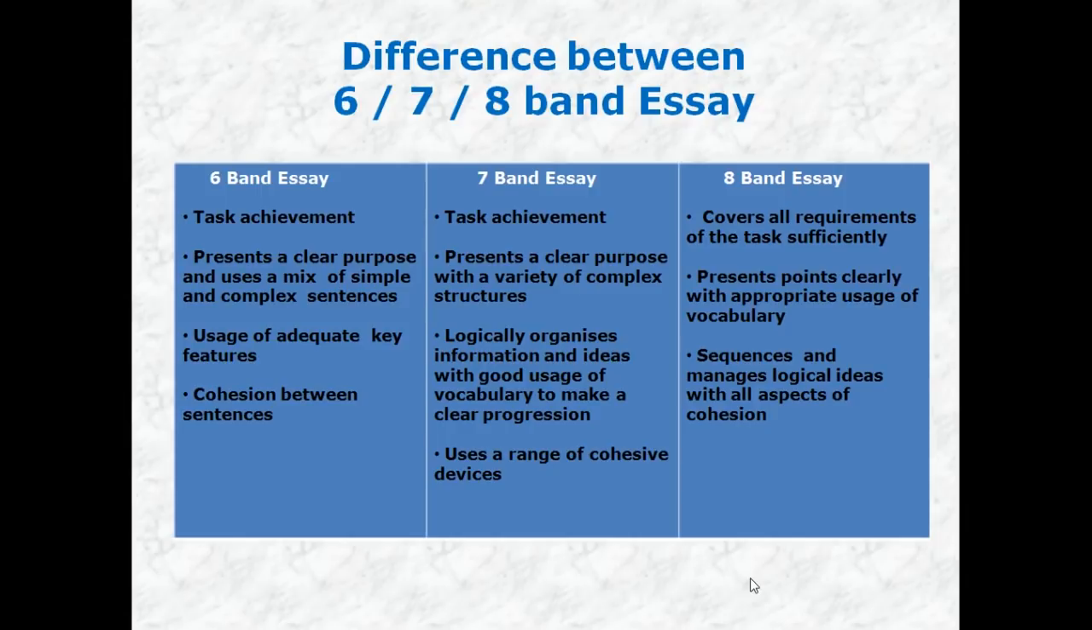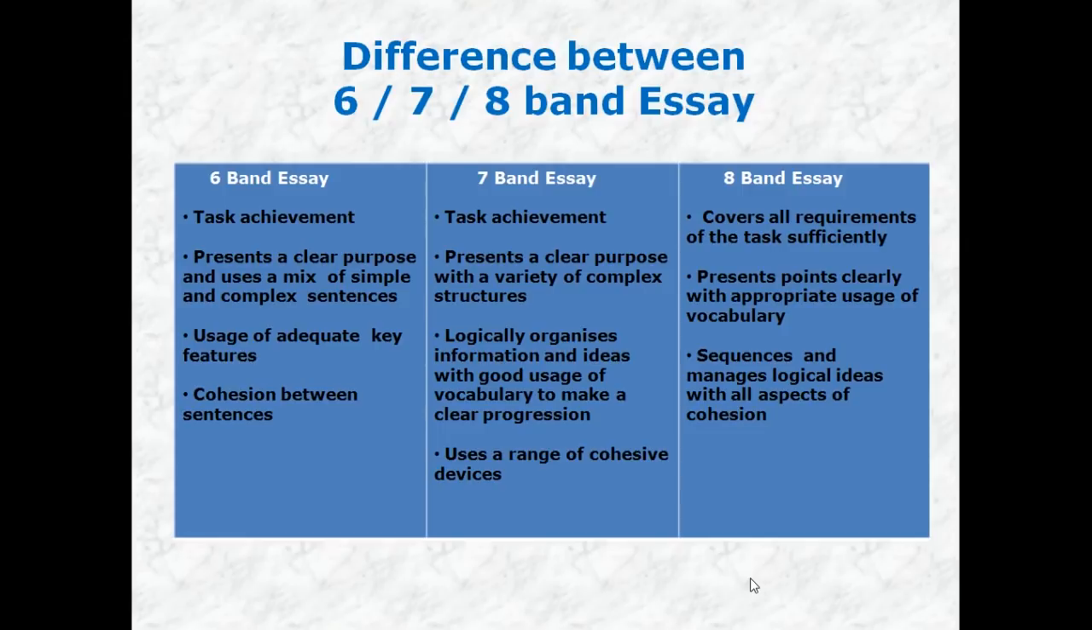Then comes cohesion and key features. Now let's understand what it is. If my two lines are connected well with each other, then I get 6 bands here. But I didn't fit those lines at the place where they were required to be. That is the reason I got 6 bands, not 7 bands. It means no logical arrangement of ideas was there in my essay.